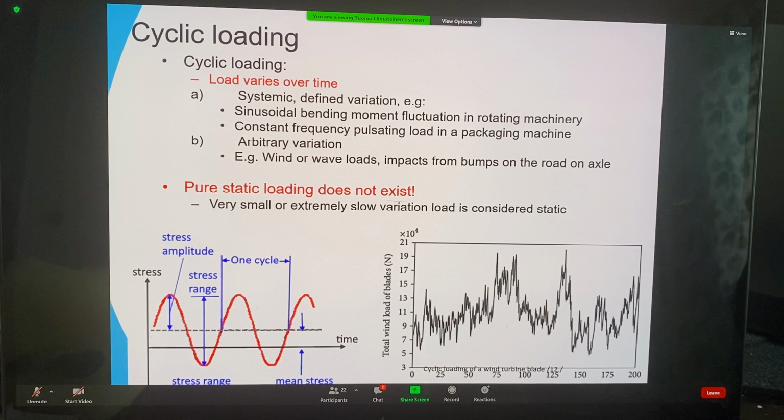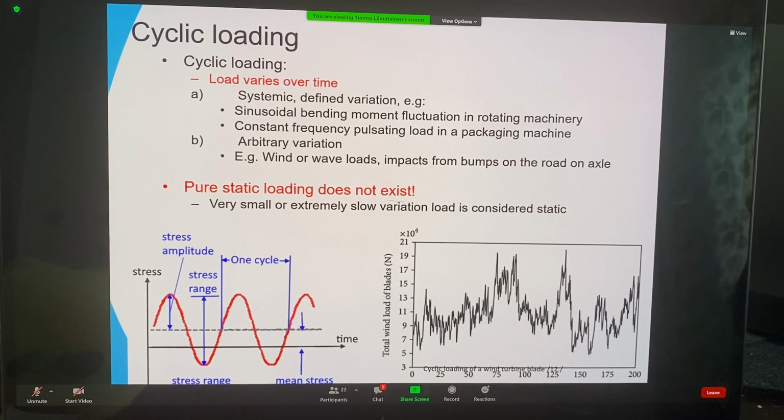This is of course fairly easy to put into the mathematical form. Therefore, this sinusoidal cyclic loading is by far the most important one, because we can calculate how many pulses and what is the amplitude, etc.